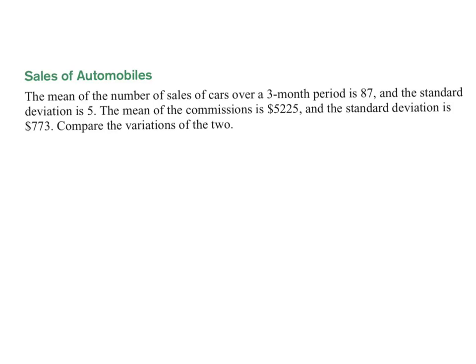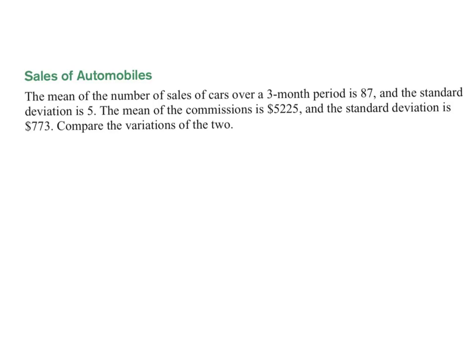So in this problem, we're comparing sales of cars to commissions, which are two different variables. Right? So in order to find the variations of the two, we're going to have a coefficient of variation for sales. We're going to have a coefficient of variation for commissions. So go ahead and calculate that. You have all the information you need because it's just standard deviation divided by mean. Express it as a percent. So go ahead and find those coefficients of variation for each of those variables.